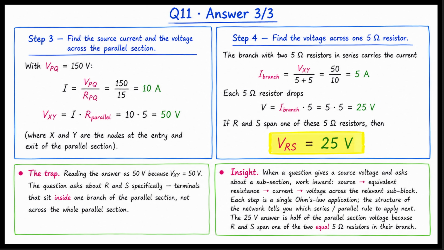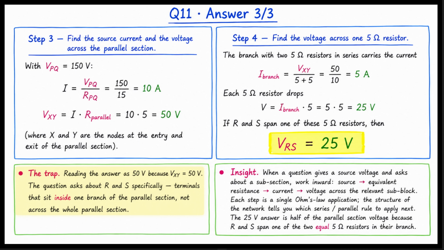Option 1. The trap is to read the answer as 50 volts because VXY was 50 volts. The question asks about R and S specifically, terminals inside one branch of the parallel section, not across the whole parallel section. Conflating the parallel section voltage with the subsection voltage costs the easy mark.